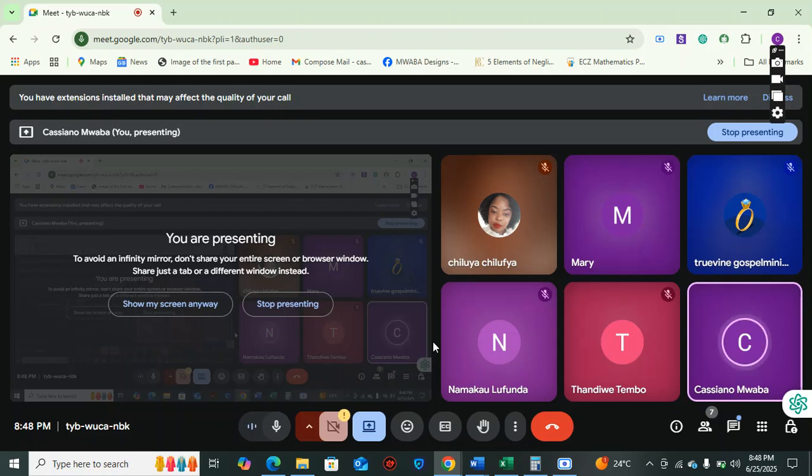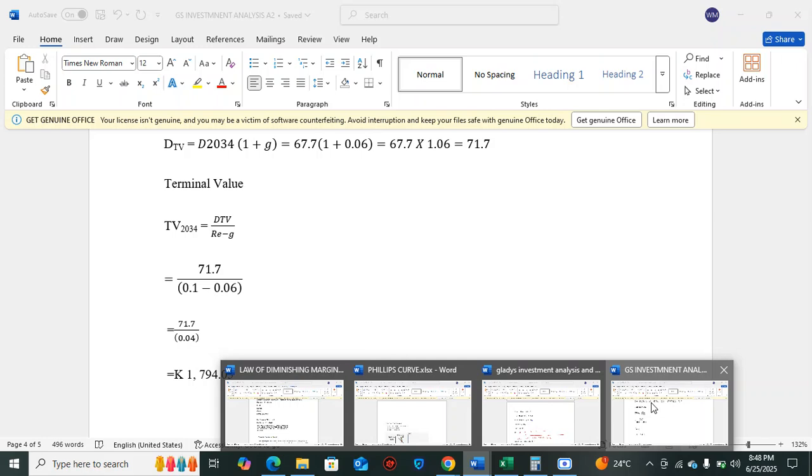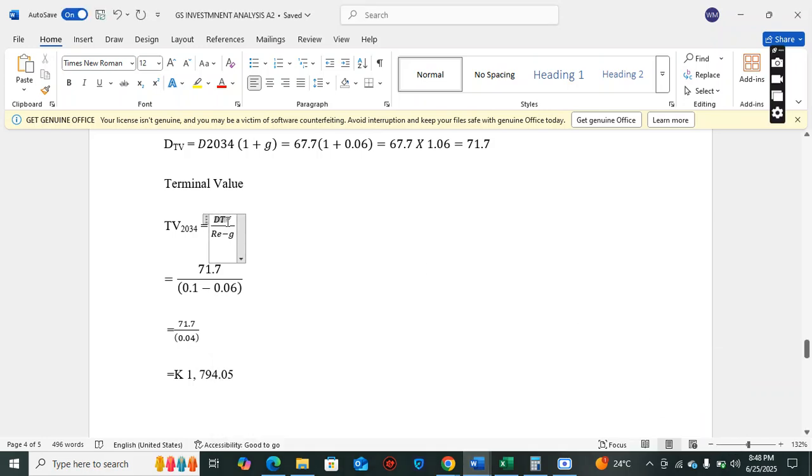We've been told after 2034, the constant growth rate will now be 6%. So the dividends from 2035 to infinity will just grow at 6%. To get your terminal value, this is the formula first: the expected dividend over the required rate of return minus the growth rate. That's where Madam Tandiwe ended.